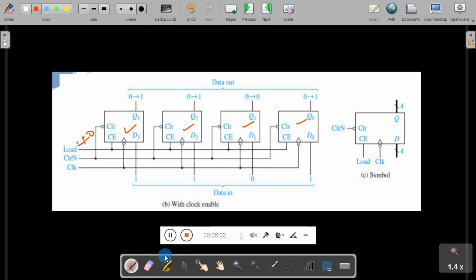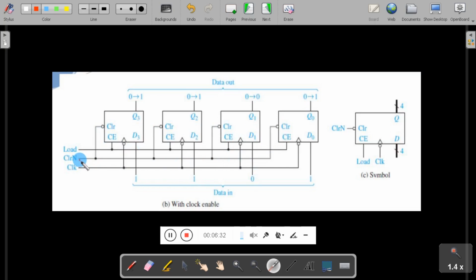So in this diagram, students, you can see that we have connected 4 D-type flip-flops with a negative edge triggered clock. You can see here the negative edge triggered clock, and we have an asynchronous signal, clear, that is also connected simultaneously.